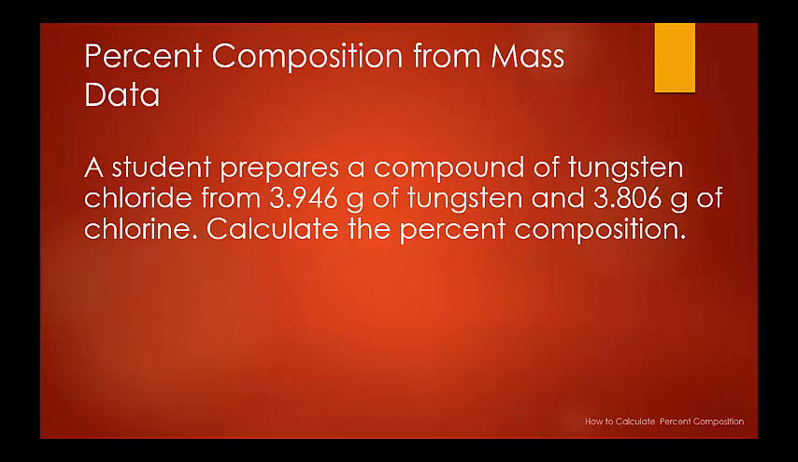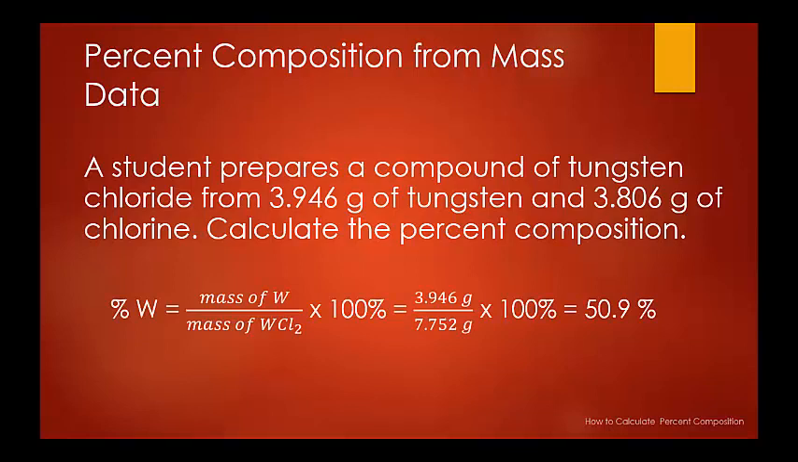So take a second, tell me what is going to be your total mass for this calculation. And you should have added the two masses together because the law of conservation of mass says we're not going to lose any mass when we put them together. So if we're putting together 3.946 grams of tungsten and 3.806 grams of chlorine, we should end up with 7.752 grams of tungsten chloride.